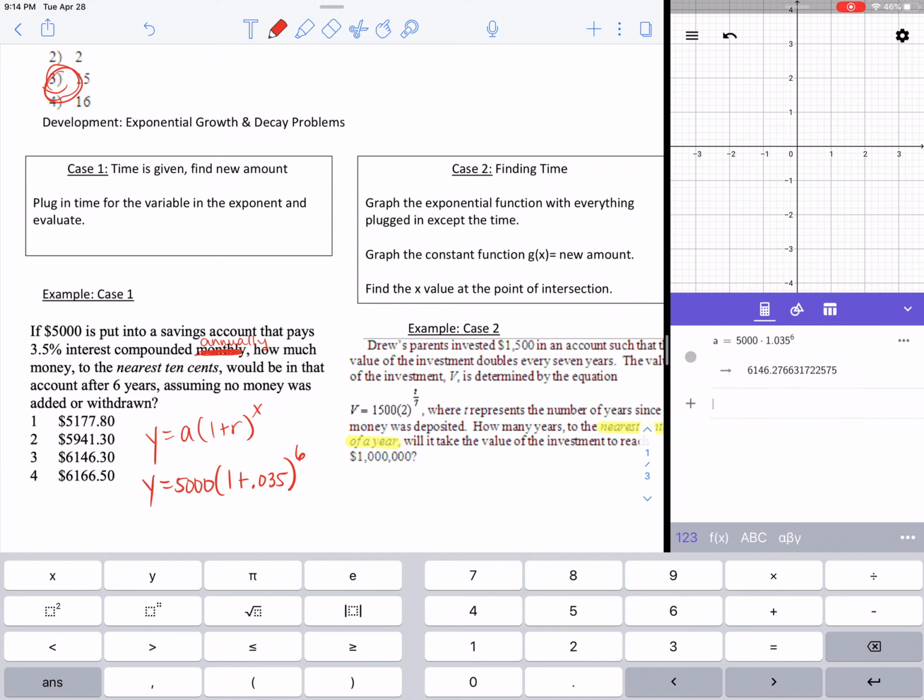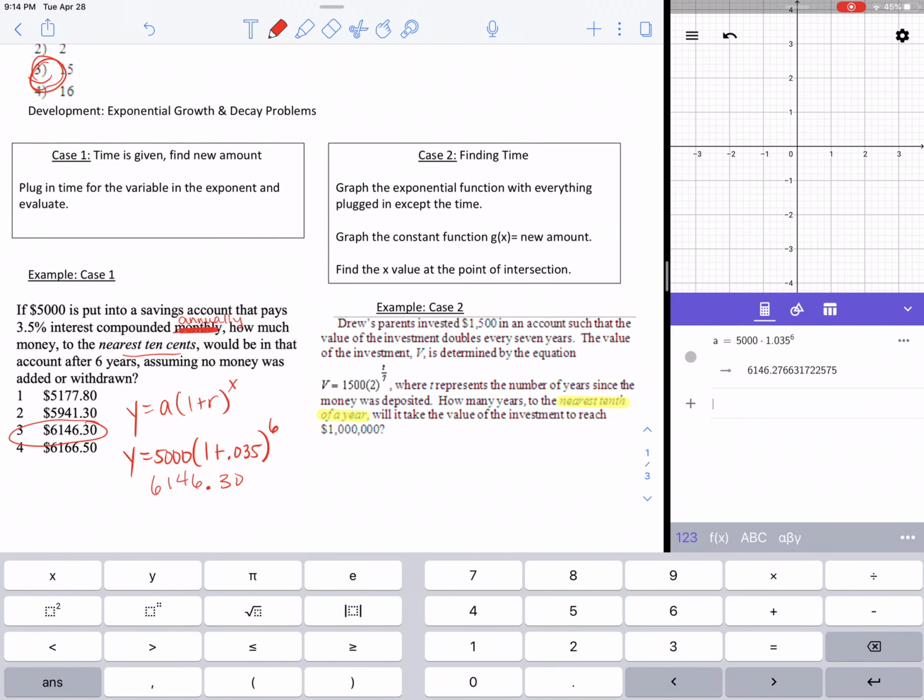To the 6th power. They have the answer to this question, which would have been a common wrong answer to the original. Instead of 27 cents, rounding to the nearest 10 cents, it said 30 cents. So that's this answer right here. If it's compounded monthly, it would be even more money. So I'm guessing the answer was choice 4.